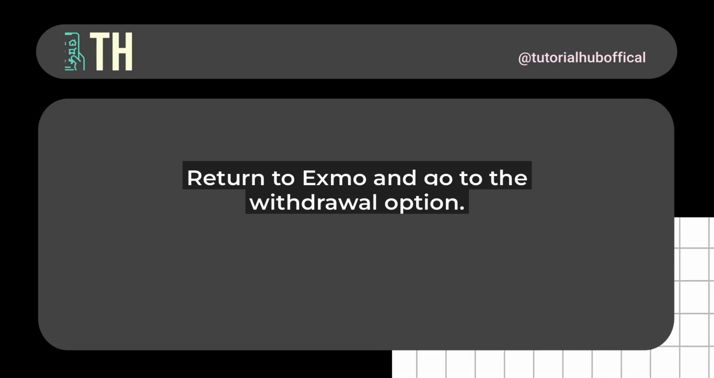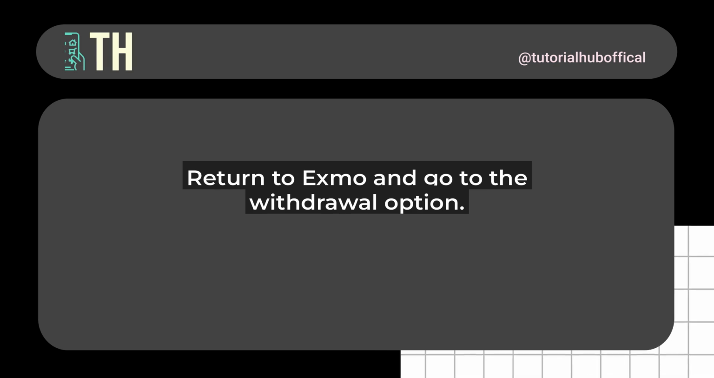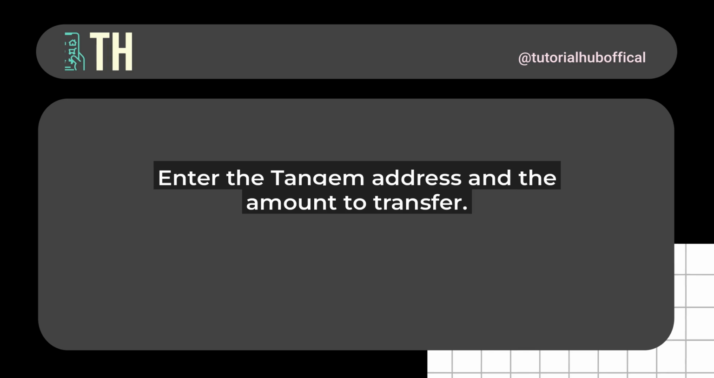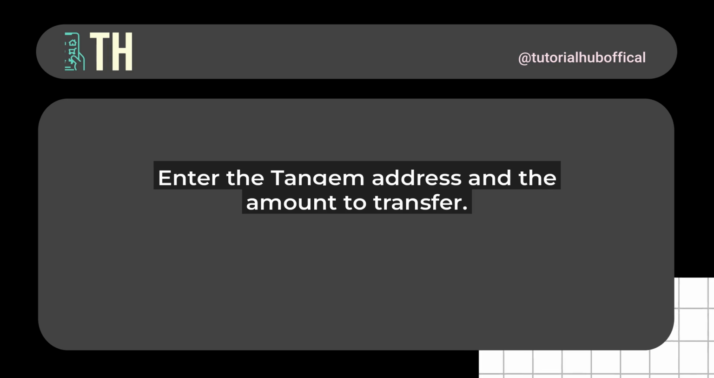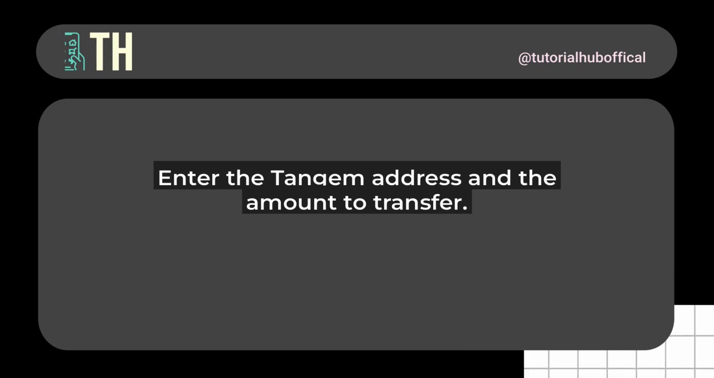Now, head back to Exmo. Go to the Withdrawal section, select USDC as the asset, and paste the Tangem wallet address into the designated field. Enter the amount you want to transfer, but remember to leave room for network fees, which might be dynamic in 2025 due to advanced blockchain tech.